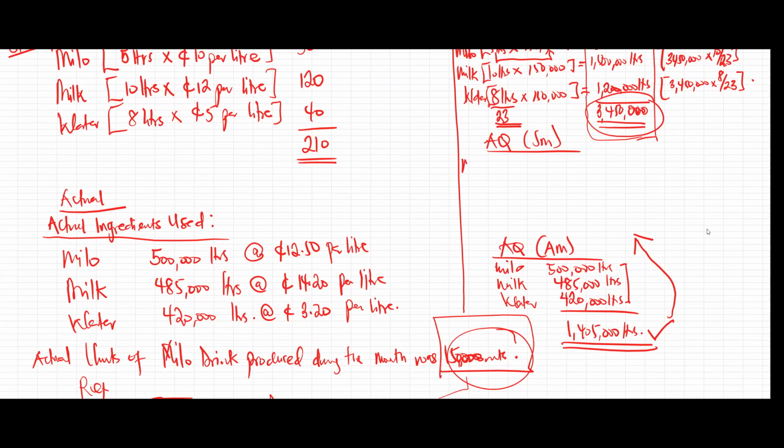So they are saying that, okay, for Milo, spread this 1,405,000 that you actually got. What if it was spread in the standard mix of 5 out of 23? What if for milk, this 1,405,000 was spread in the ratio of 10 out of 23? Okay, because that's the standard mix. And then the water was also spread in the ratio of 8 out of 23. As if that is what actually should have happened, then what would have actually happened?